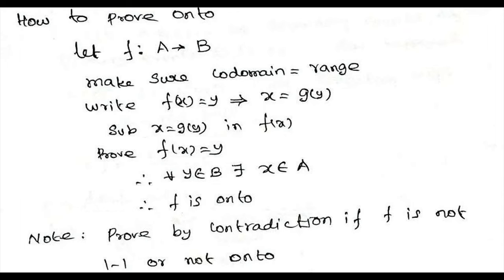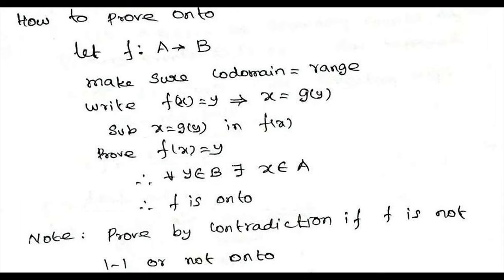Now substitute this x equal to g of y, that is, x in terms of y, in f of x. You definitely end up getting f of x equal to y. Then you can conclude that for every y belonging to the codomain B, there exists an x belonging to the domain A. Thus f is an onto function.